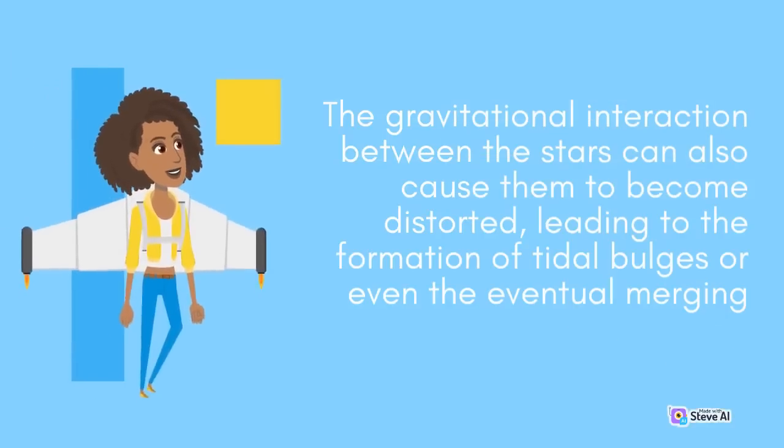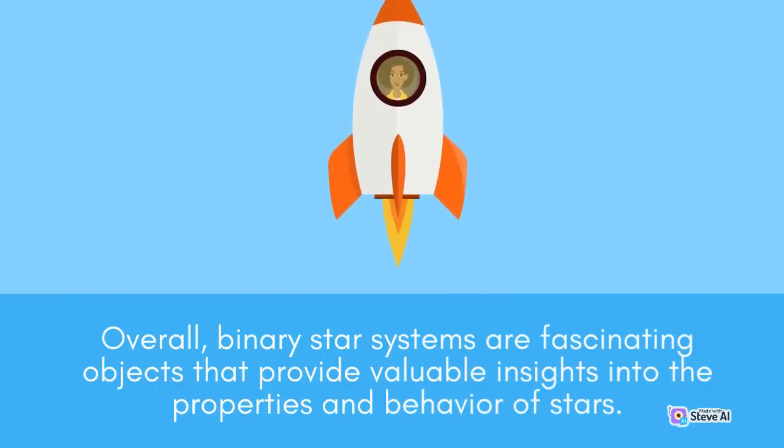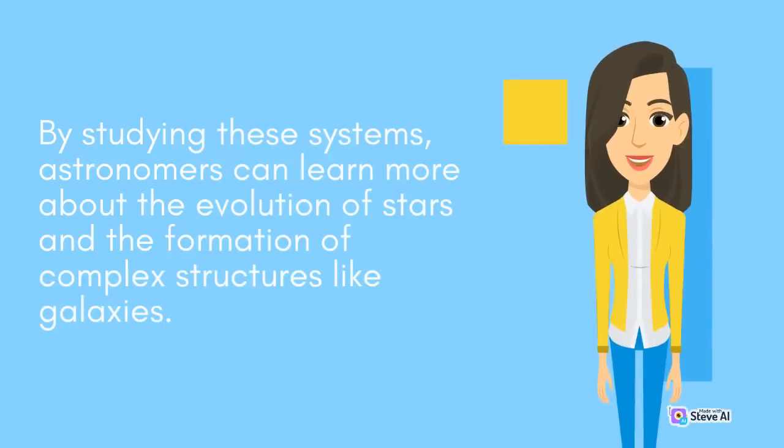The gravitational interaction between the stars can also cause them to become distorted, leading to the formation of tidal bulges or even the eventual merging of the stars. Overall, binary star systems are fascinating objects that provide valuable insights into the properties and behavior of stars. By studying these systems, astronomers can learn more about the evolution of stars and the formation of complex structures like galaxies.